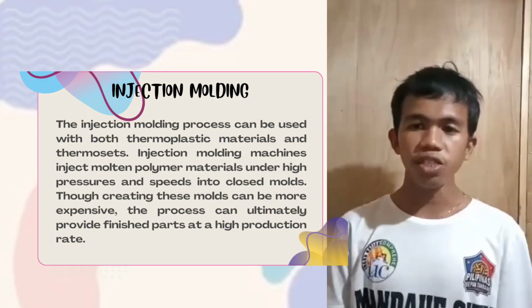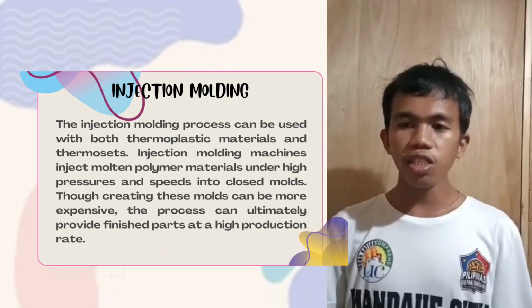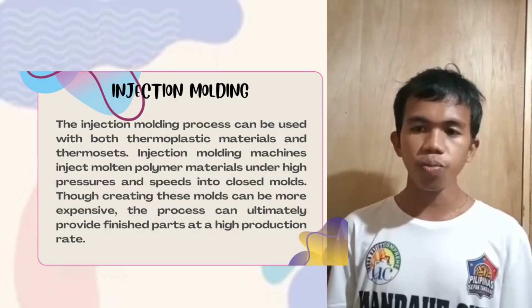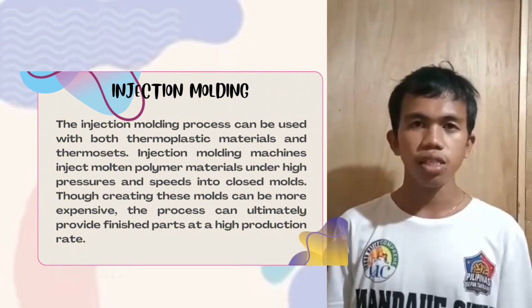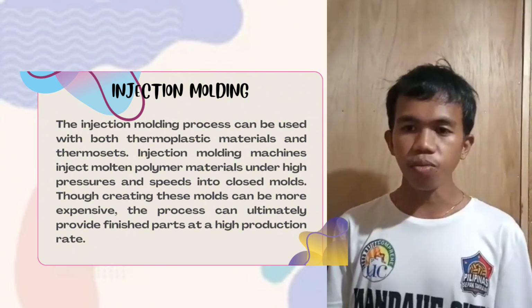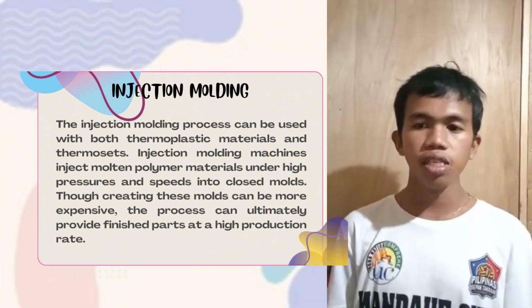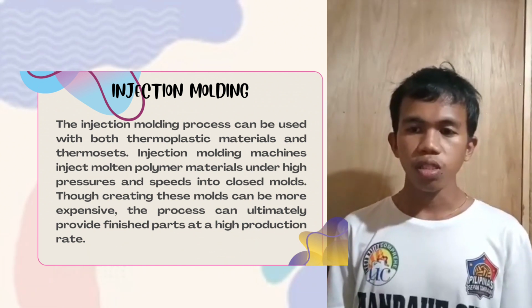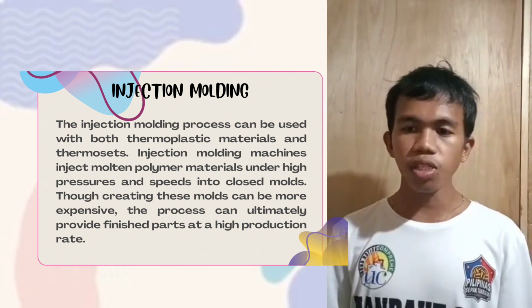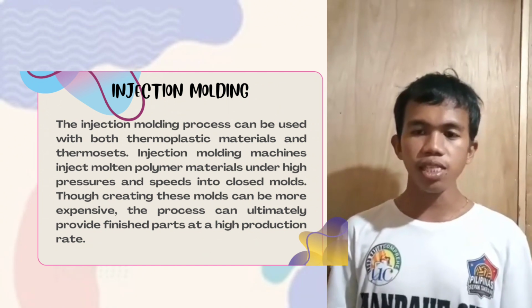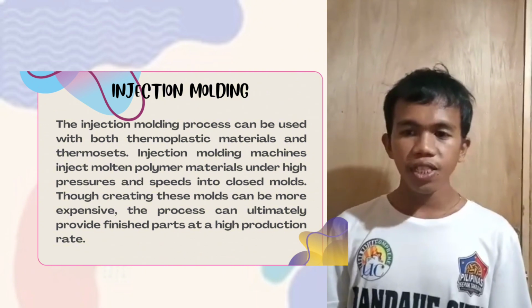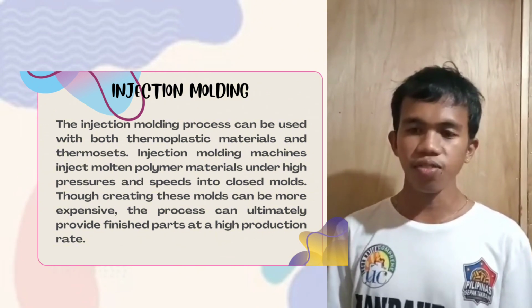And the last one is injection molding. The injection molding process can be used with both thermoplastic materials and thermosets. Injection molding machines inject molten polymer materials under high pressures and speeds into closed molds. Creating these molds can be more expensive, but the process can ultimately provide finished parts and a high production rate.